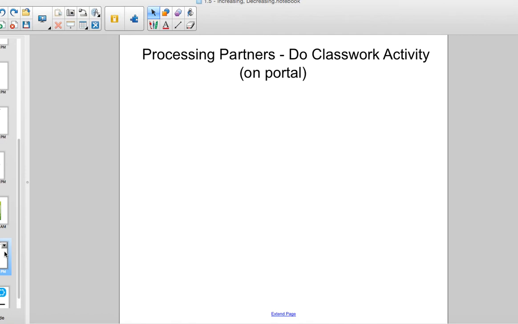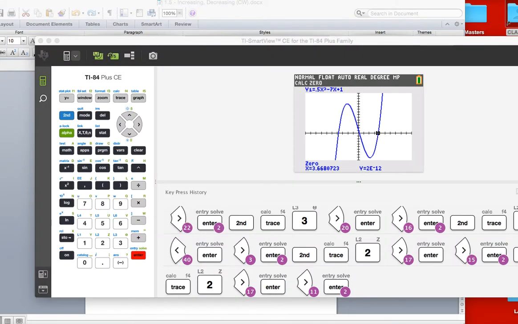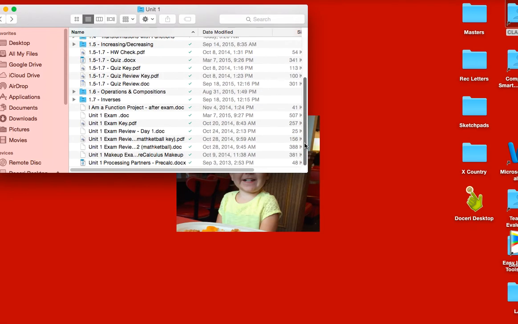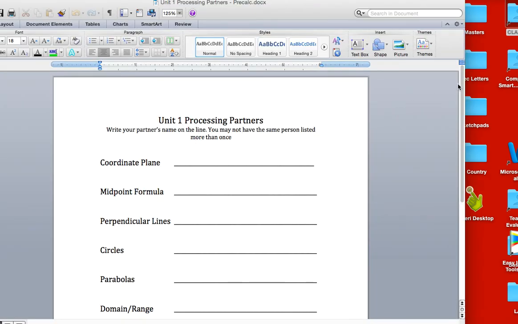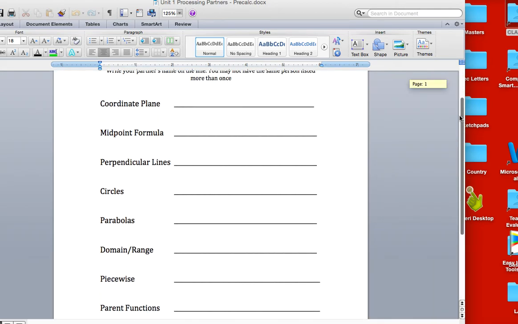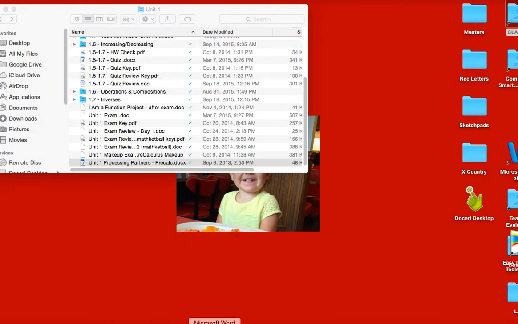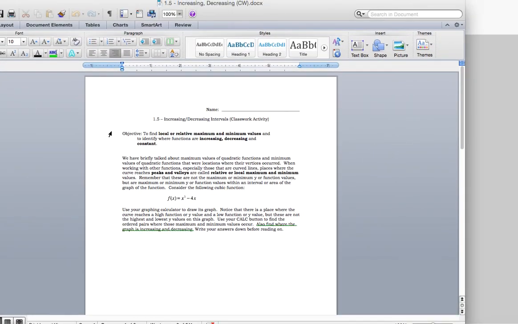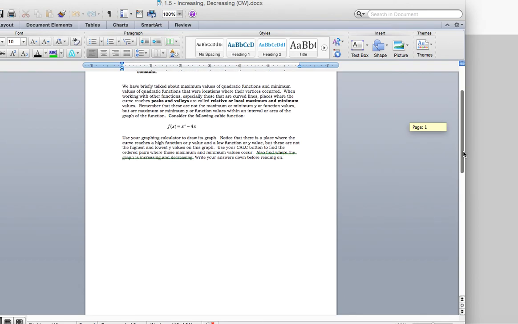So what you guys want to do is break up into your processing partners. You can get with, see if you have one like increasing and decreasing. Why don't you get with your piecewise processing partners. So take a second to take those out, sit with them, and what you're going to do is the 1.5, increasing and decreasing. It's not really a worksheet, it's more just like a classwork. There's peaks and valleys, x to the third minus 4x. It's on Schoology. You didn't have class notes today, so this is just on Schoology in your classwork activity.